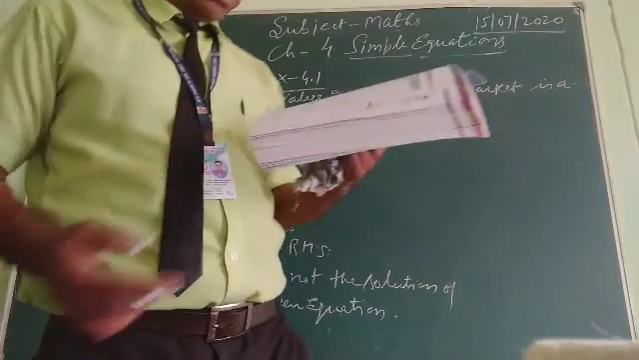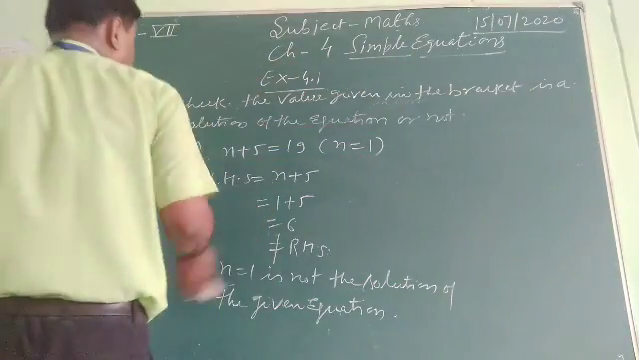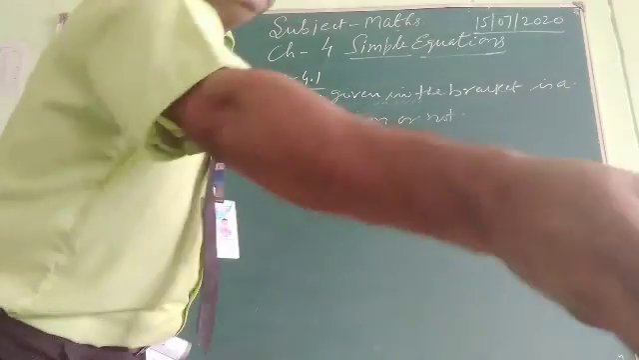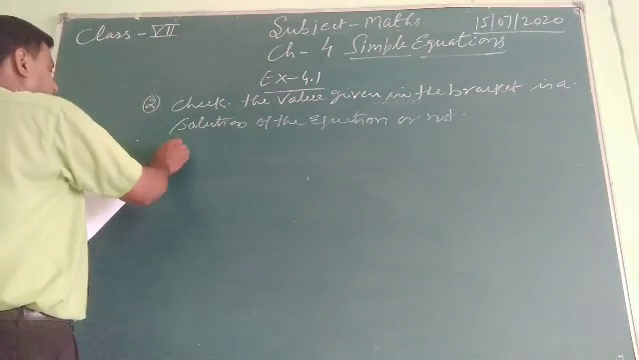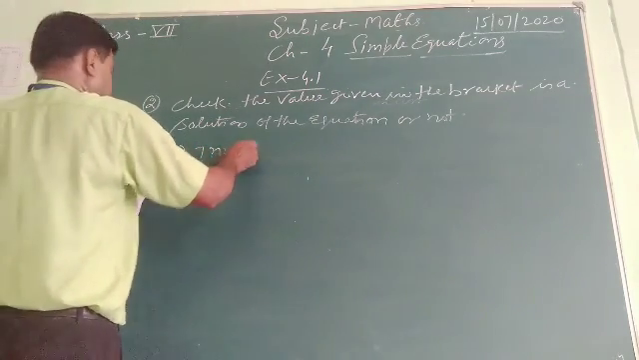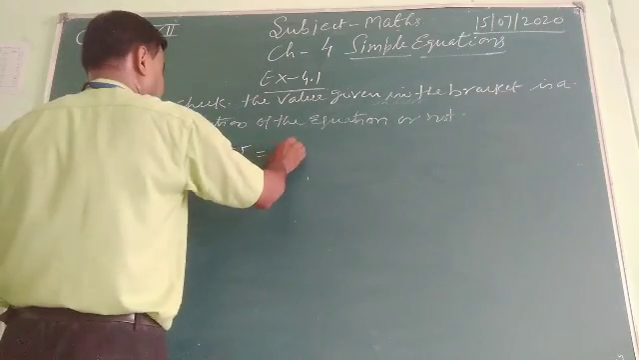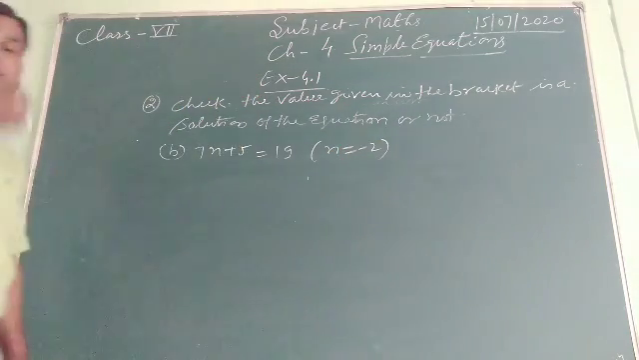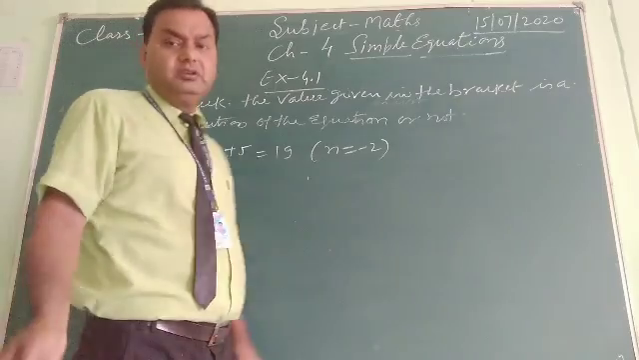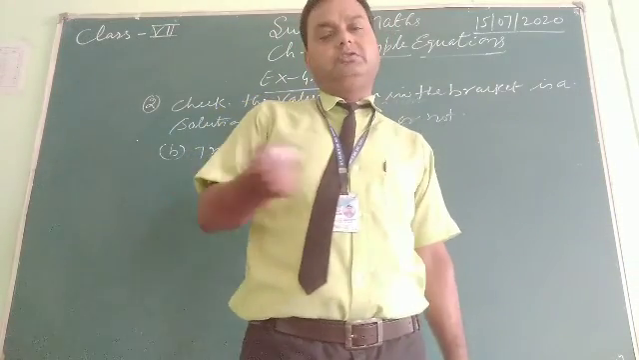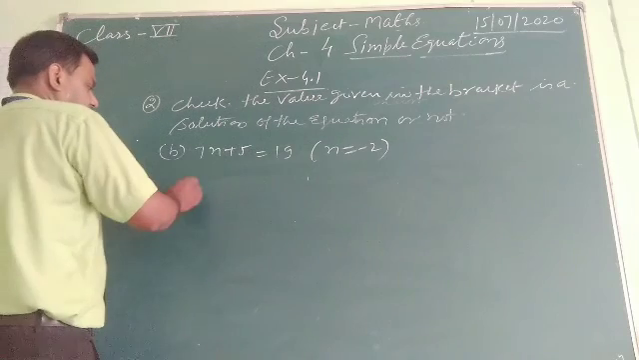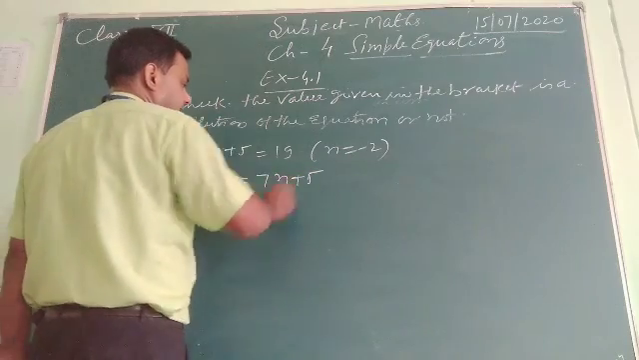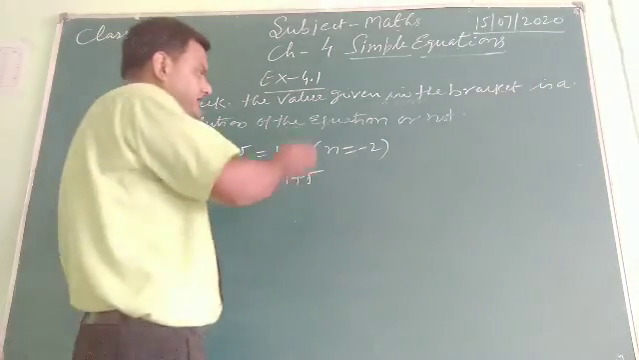Now the second part is B part. 7n plus 5 equal to 19, n equal to minus 2. We have to check whether n equal to minus 2 is the solution of the given equation or not. So, first of all we will take the LHS. LHS equal to 7n plus 5. Put n equal to minus 2.